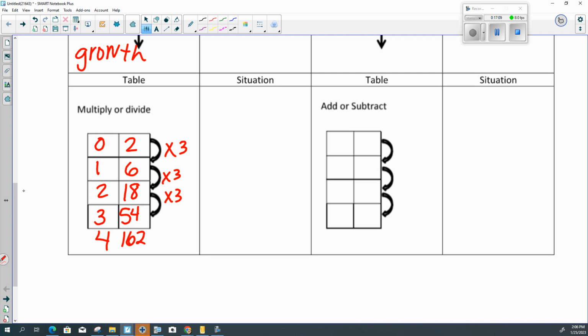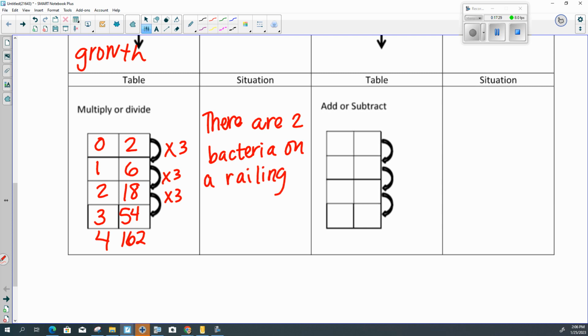Okay, here's a situation that this might represent. There are 2 bacteria on a railing, because that's our y-intercept. And what are they doing each hour? Tripling, tripling, tripling, 3 times. They triple each hour.